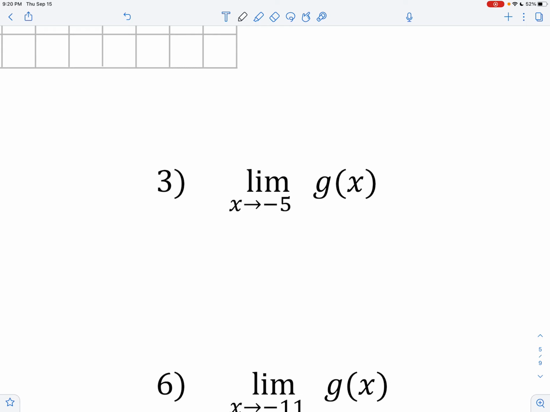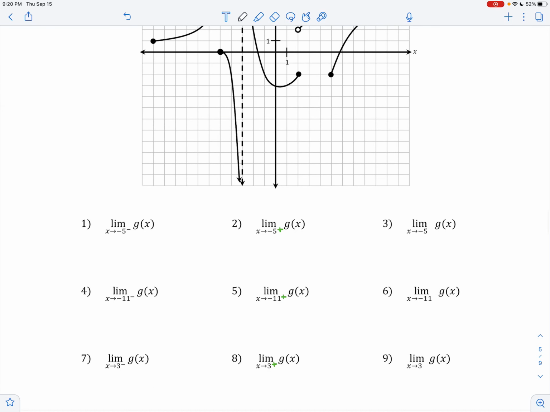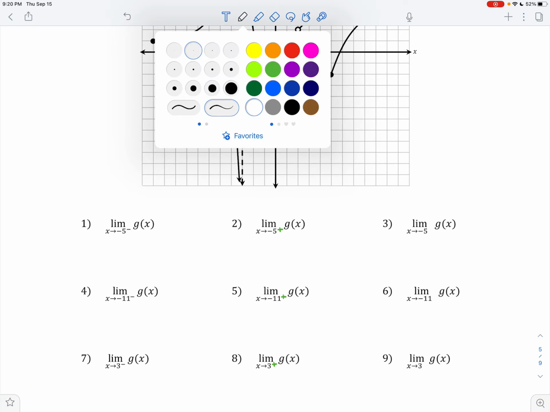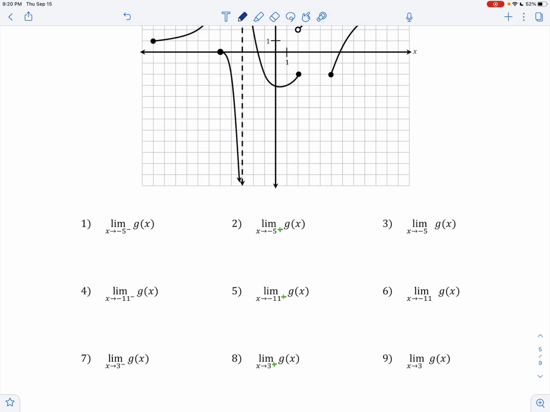So for each one, we're going to look at the left limit, the right limit, and then straight up the actual limit. Again, give it a try, see what you get, and then resume this video.